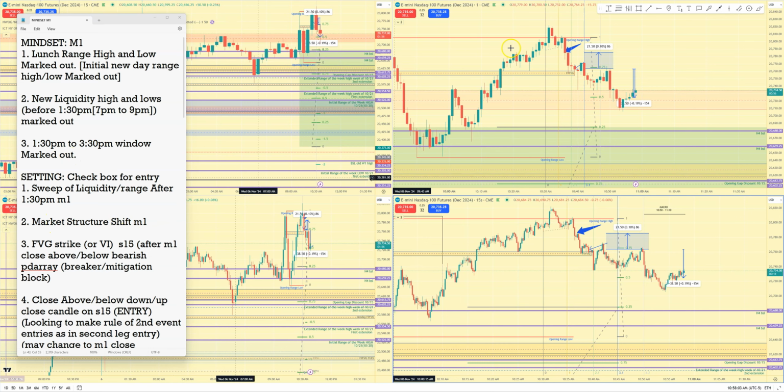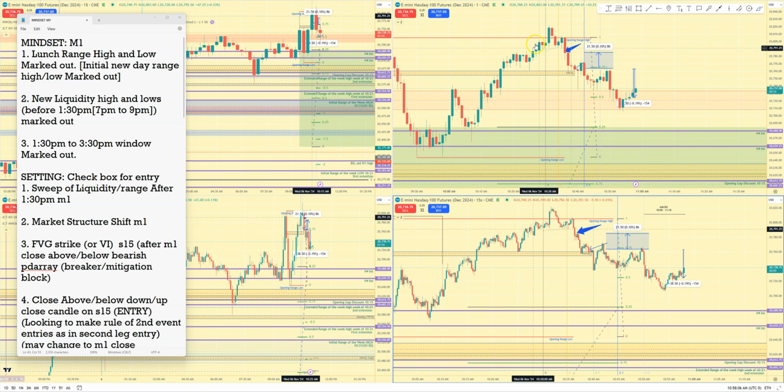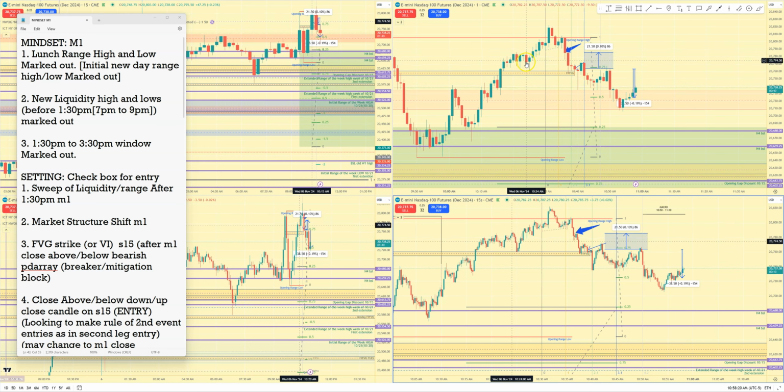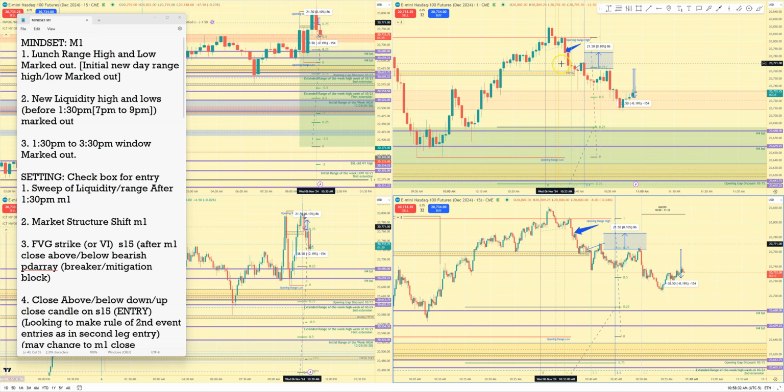Market structure shift on M1. So now I was treating high, low, higher high. I was treating this one here as the one, but it's ugly. This one here would have been the strongest or the better one. Close down here. Eventually it did get down there and close underneath this stuff here. So it ended up being good anyway.